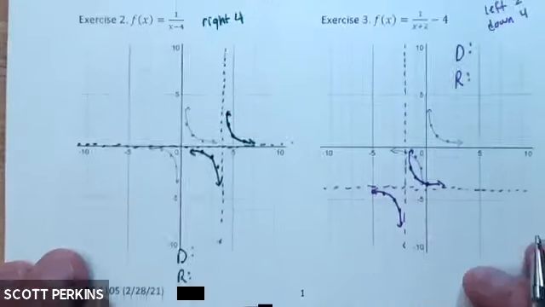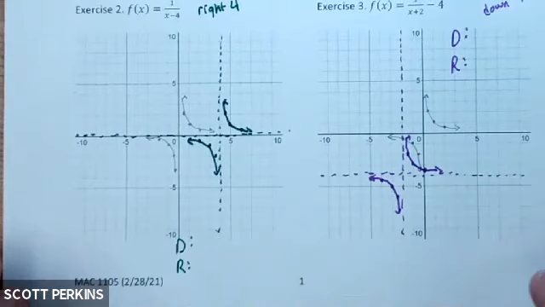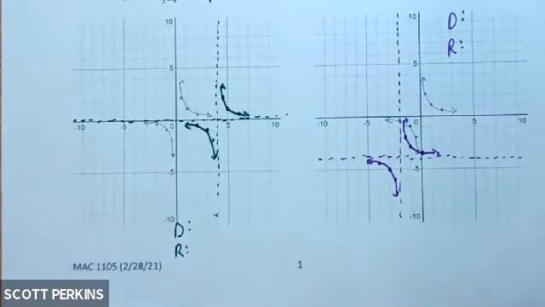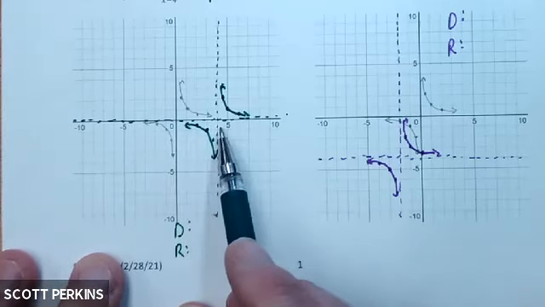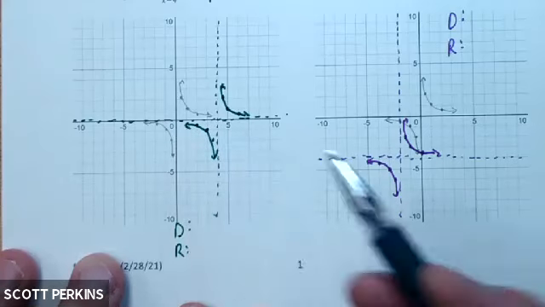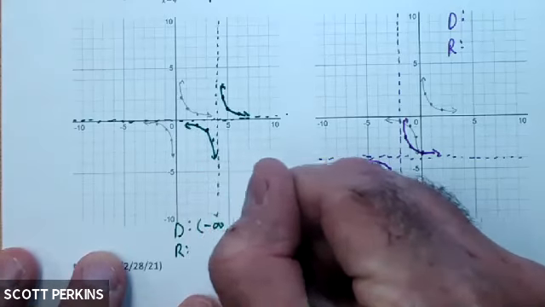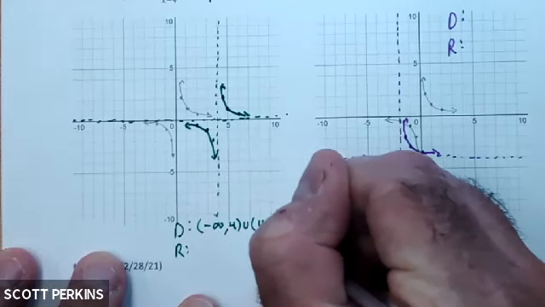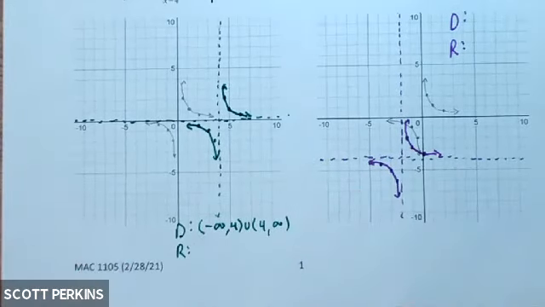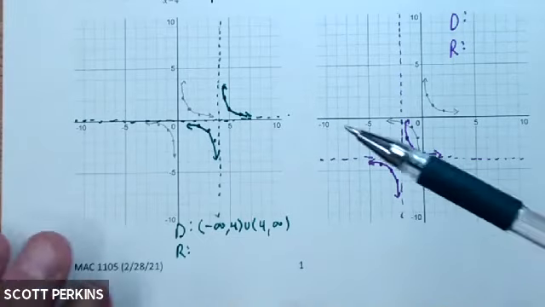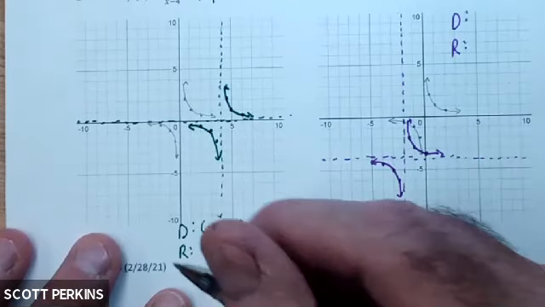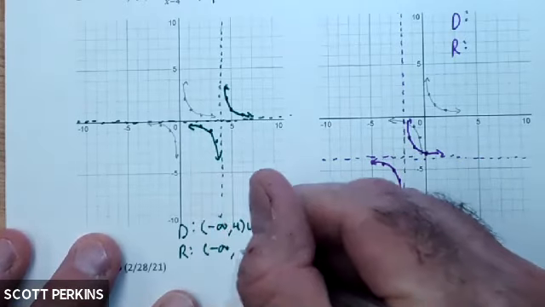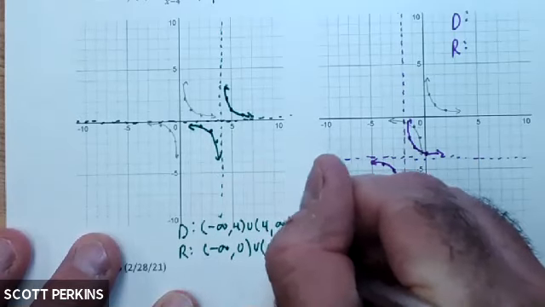Exercise 2. Instead of going up, we moved this one to the right. So in this one, it's the domain that's going to change because we moved that vertical asymptote. This time, what's the value that I have to skip in my domain? 4, indeed. So negative infinity to 4, union 4 to infinity, great. And then the range, the range is how far up and down. Well, I haven't moved that one at all. And so the range is negative infinity to 0, union 0 to infinity.